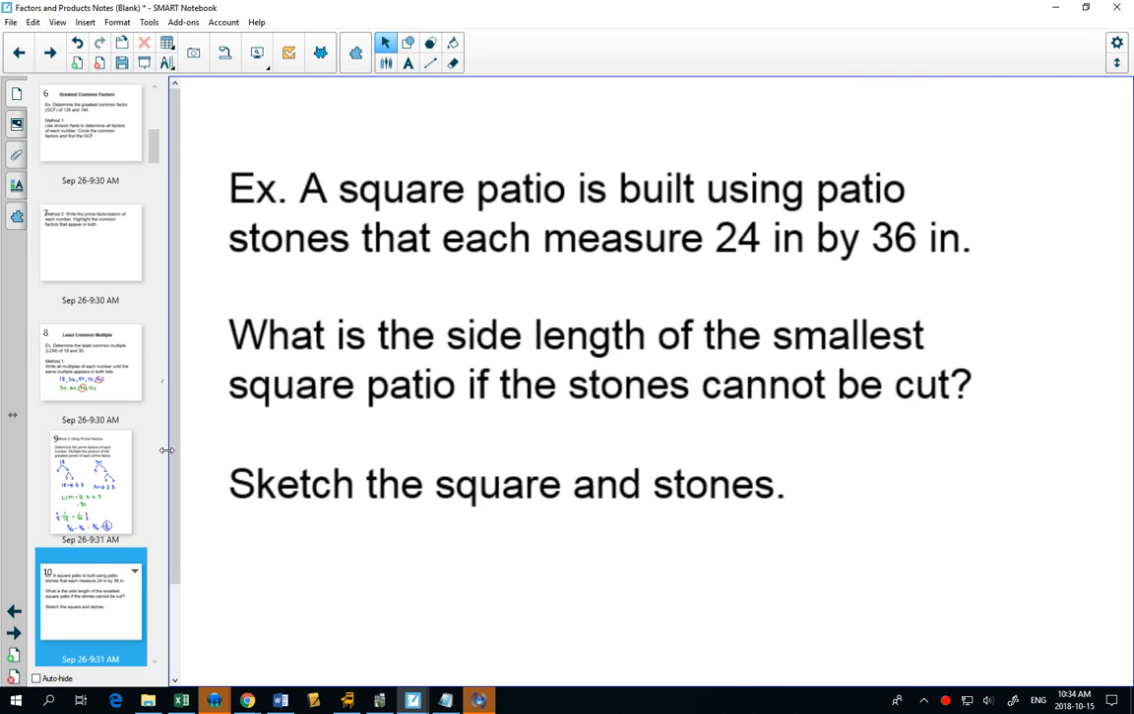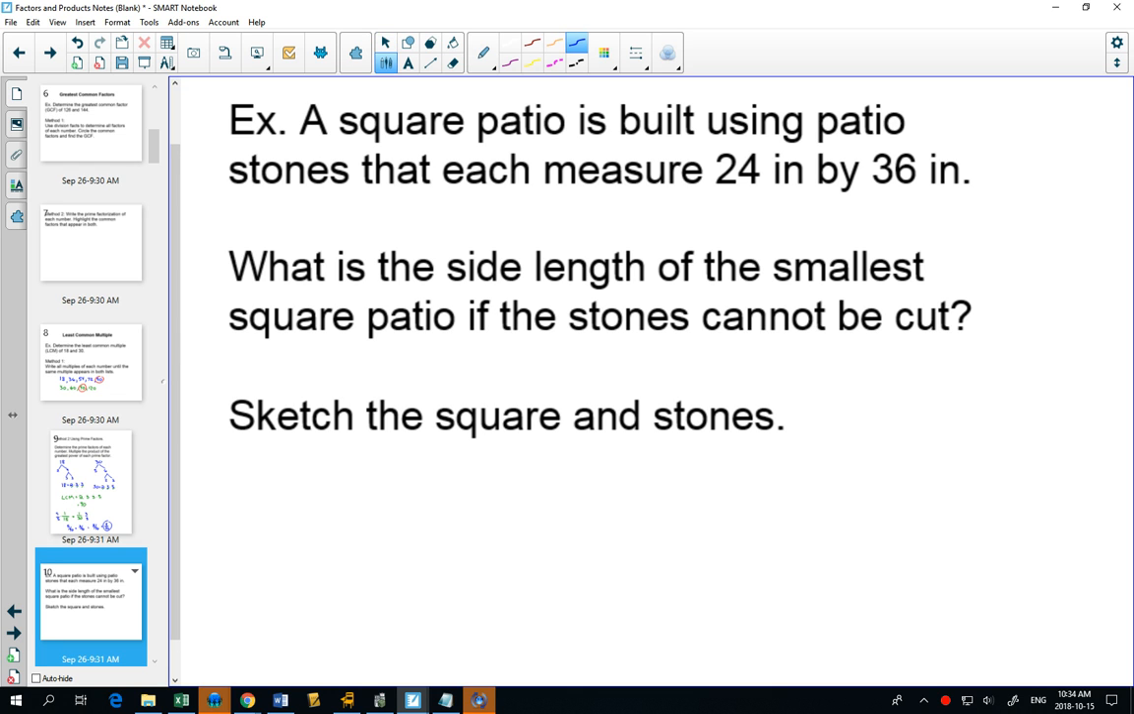A square patio is built using patio stones that measure 24 inches by 36 inches. How small of a square patio can you make if you're not allowed to cut the stones? So for example, this is 36, this is 24. Could I use one patio stone and make a square patio? No. It's not square if I just use one of them.